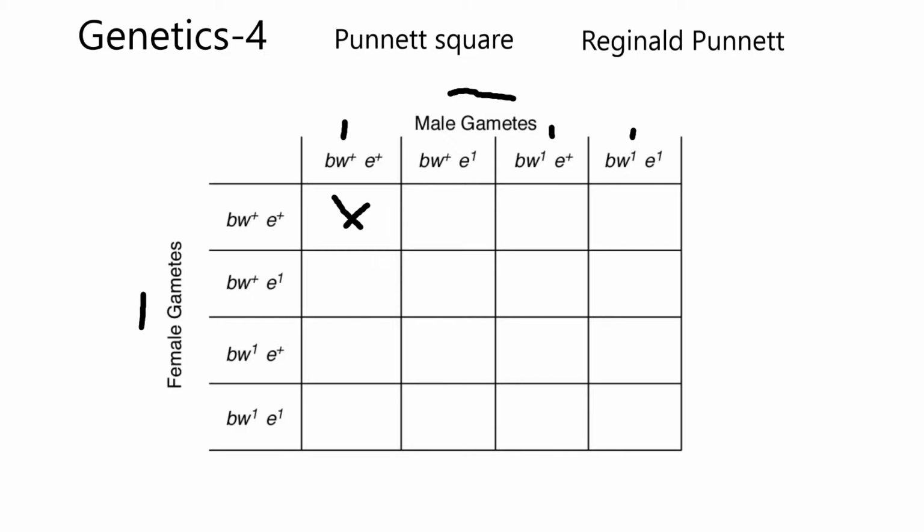And a lot of times, especially for beginners, it's neat to put the phenotype underneath here. So it's a two-dimensional grid that shows you how the gametes get together, and one assumption is that each gamete has an equal chance of meeting each of the gametes of the other sex.